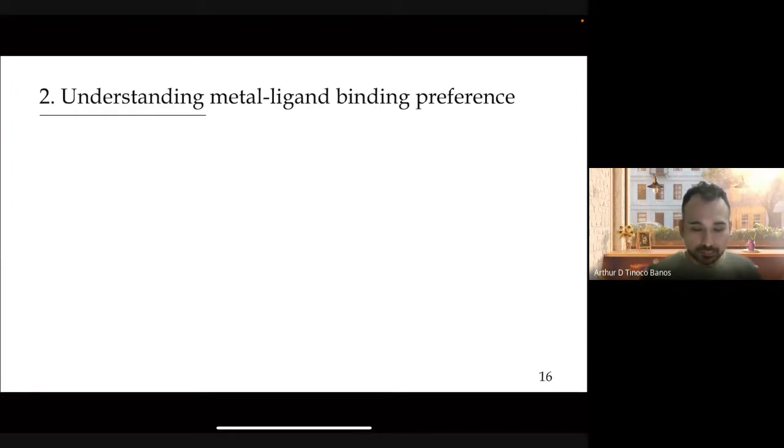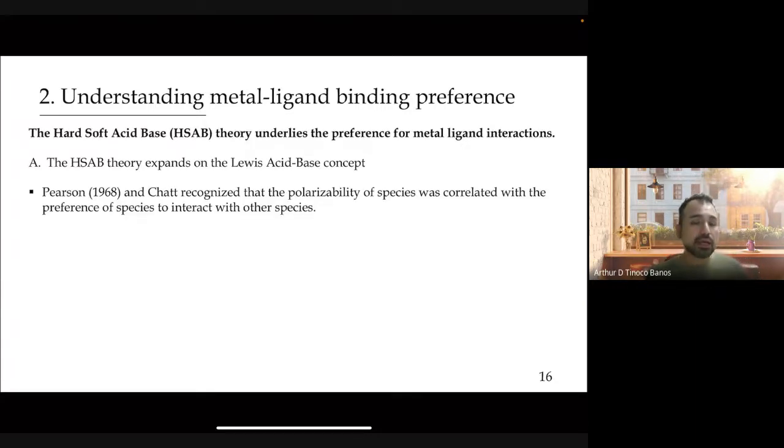All right, but let's focus a bit on what's driving this metal ligand interaction. So we did mention electrostatics, but let's dive a little bit more into the Lewis acid-base theory. And there's a component of this theory that's referred to as the hard-soft acid-base theory, or the HSAB theory. And this really underlies the preference for metal ligand interactions. It actually underlies the preference of many species interacting with one another.